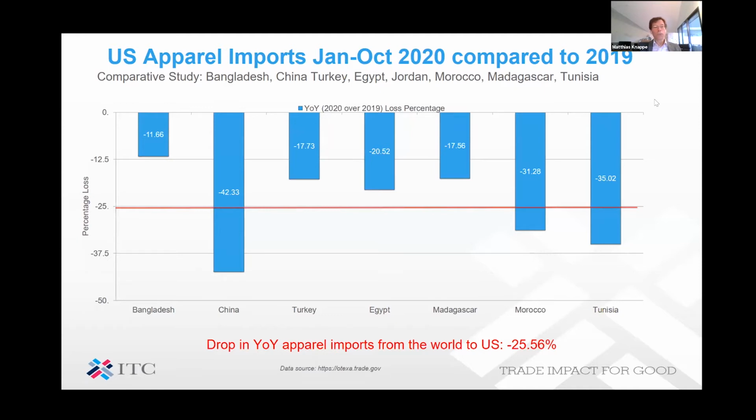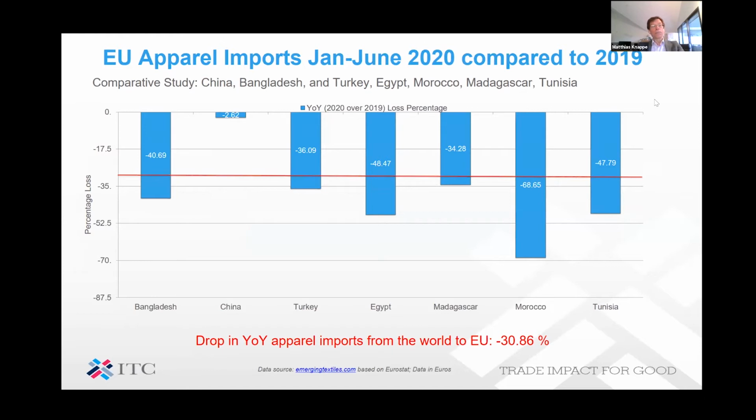Same thing now for the EU market. We see a similar picture with some statistics I'm not 100% understanding, so don't ask me a question why. We see a big drop in imports coming from Morocco, with about minus 68%. Also Tunisia, minus 48%. Same for Egypt, minus 48%, as compared to the average drop from the world, which is about 31%. We see China doing particularly well with only a minus 2%. So this is very interesting.